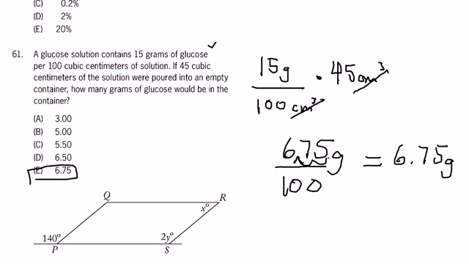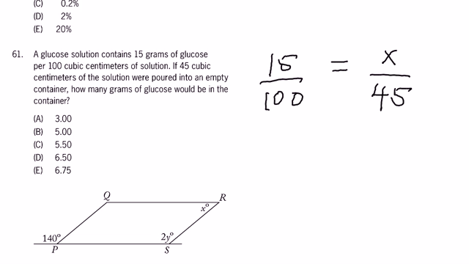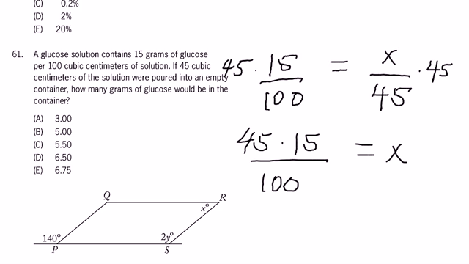Another way we could have solved this problem is we could have said that 15 over 100 equals x over 45. In other words, the ratio of glucose to solution is the same whether there's 100 cubic centimeters or 45. Again, multiplying both sides by 45, we get the same setup that we had before. We have 45 times 15 over 100 equals x.